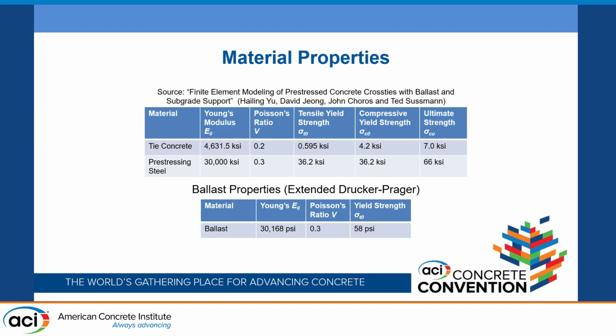Just to highlight a few of the key material properties we've used from the Department of Transportation paper in question, the finite element modeling of prestressed concrete cross ties with ballast and subgrade support. Primarily, it's driven by our modulus of elasticity, our Poisson's ratio, the tensile yield and compressive yield strength and ultimate strength of the tie concrete and pre-stressing steel. And then we've utilized the extended Drucker-Prager model, which is a material definition based on a frictional granular material that's driven largely by the modulus of elasticity, Poisson's ratio, and the yield strength of the material.